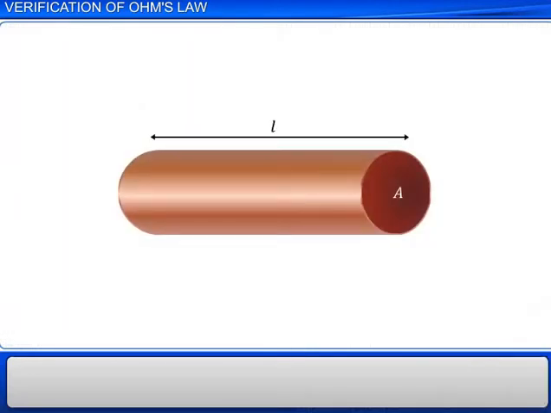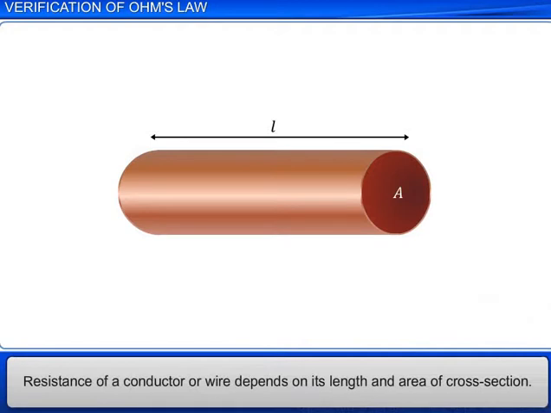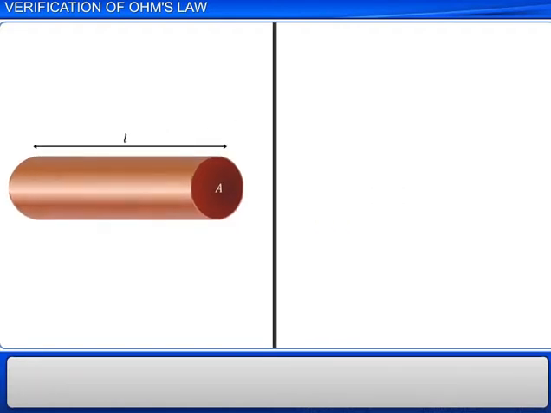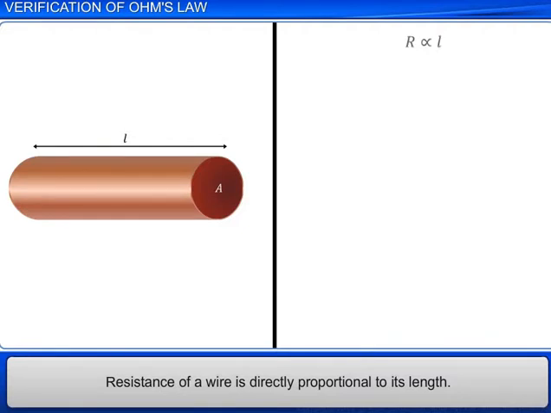Experimentally, it has been observed that the resistance of a conductor or wire depends on its length and area of cross-section. The resistance of a wire increases with an increase in its length, meaning that the resistance of a conductor is directly proportional to its length, L. Let this be equation 1.